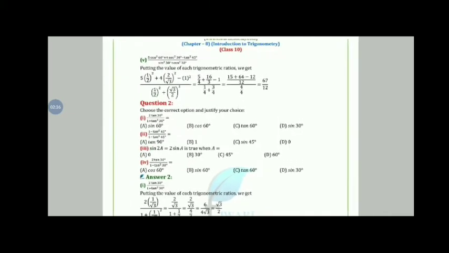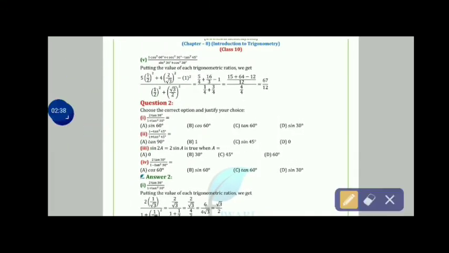Now moving towards the fifth part. In the fifth part, they have given us 5 cos square 60 degree plus 4 sec square 30 degree minus tan square 45 degree over sin square 30 degree plus cos square 30 degree. Putting the values from the trigonometry table, we have 5 into 1 upon 2 whole square plus 4 into 2 over root 3 whole square minus 1 square over 1 upon 2 whole square plus root 3 upon 2 whole square. On solving this we get the result 67 upon 12. So this is the answer.